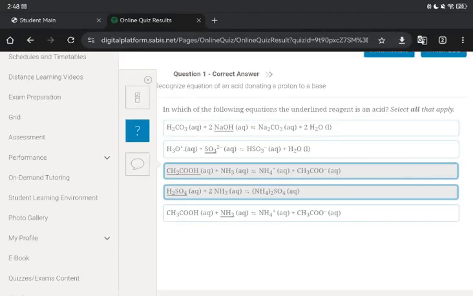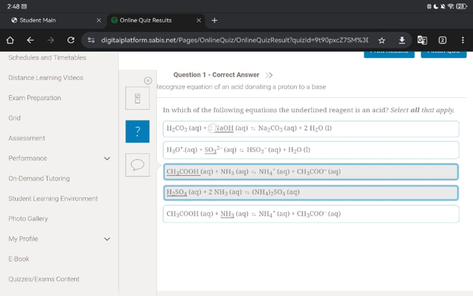I'm gonna be doing 3.6. So here they're asking which of the underlined ones are acids. Here you can tell by either looking at the thing itself or what it's reacting with. So for this one, it's easiest to just look at it itself. It's a hydroxide, so it's basic, it's not acidic.